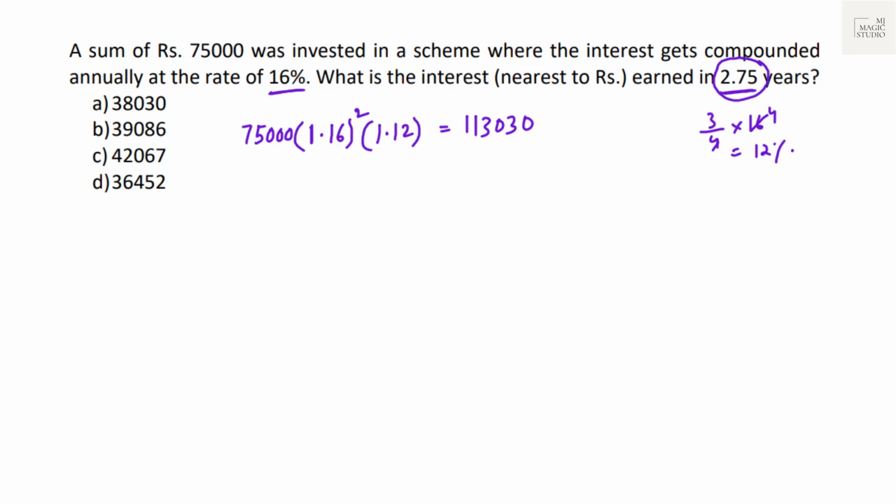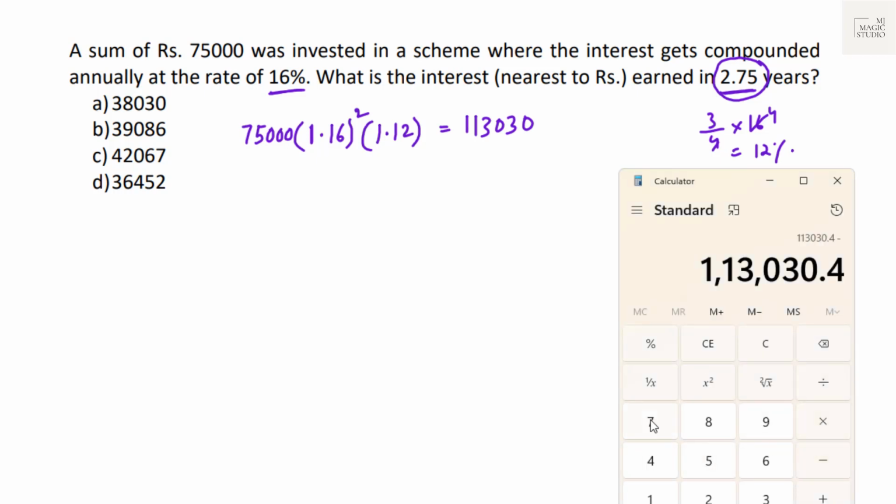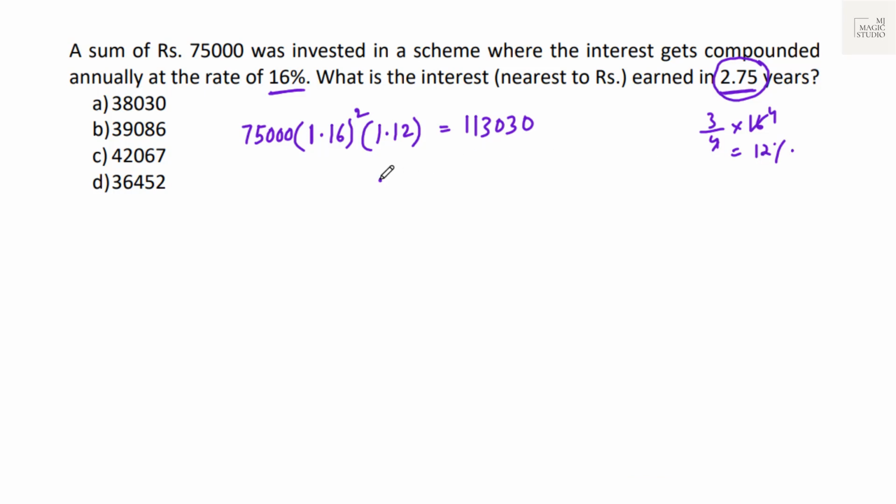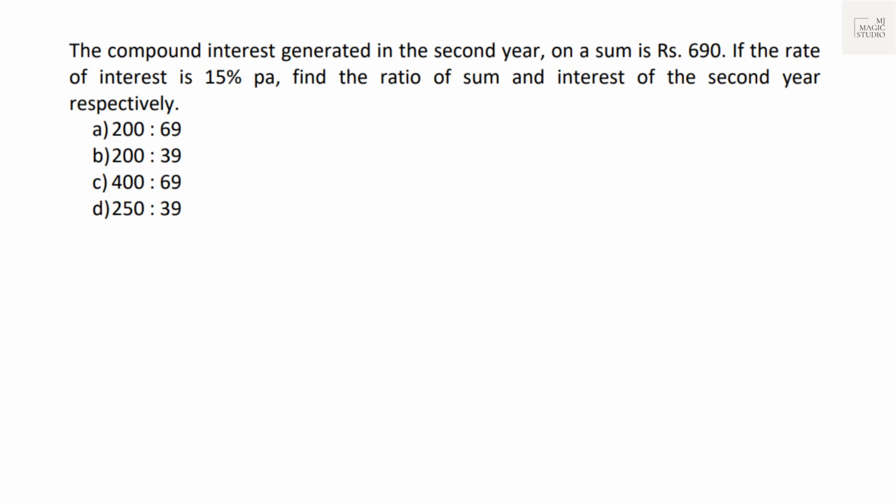113,030. If we deduct 75,000 from it, we are left with 38,030. So the compound interest earned is 38,030, that is in option A. Give this a try.